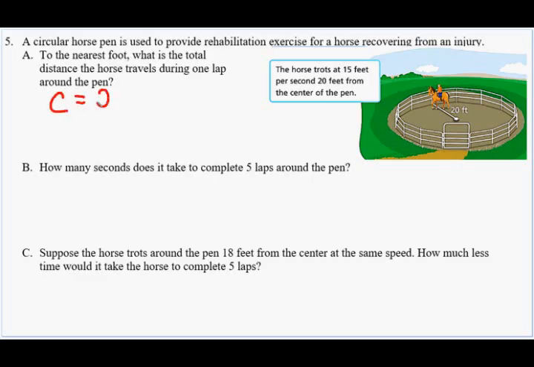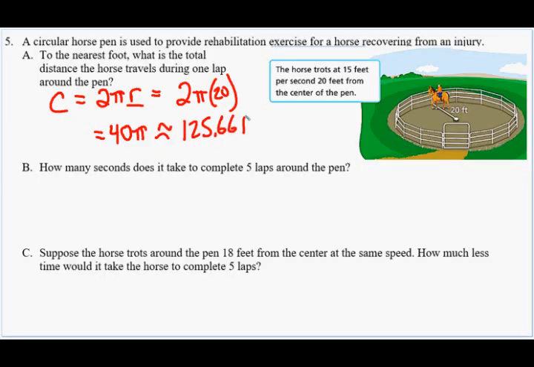Circumference, let's use 2 times pi times r, because we know the r is 20. So that's going to be 2 times pi times 20, and that is also 40 pi. And 40 pi as a decimal is 125.66 feet. But they want it to the nearest foot, so we're going to round that off to 126 feet every time the horse does a lap around the pen.